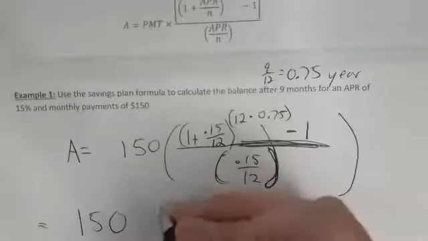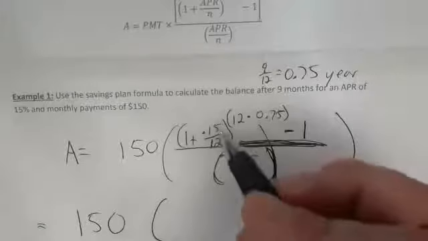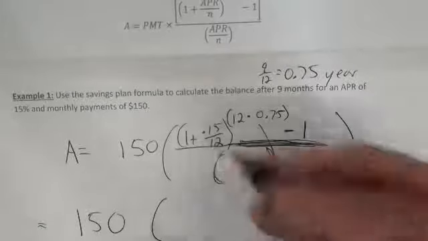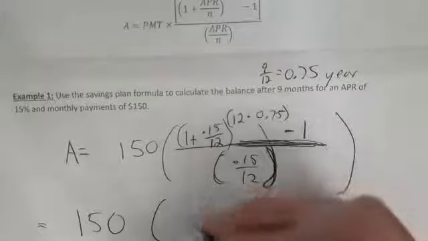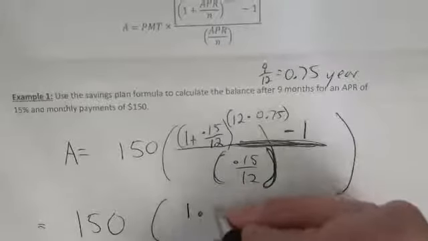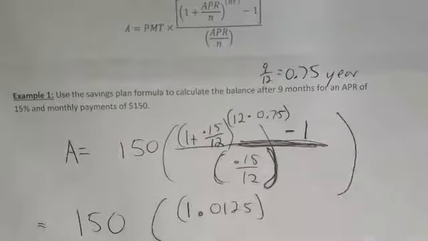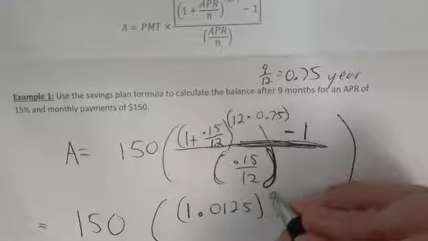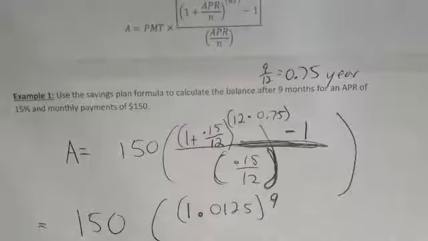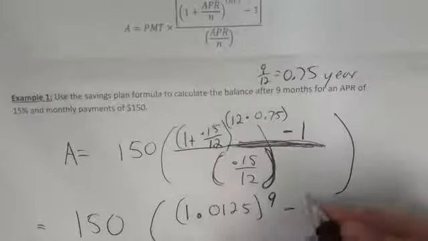You have to do your order of operations correctly. First thing, I can divide this and add this. This is all in a set of parentheses, so I'm going to do that in one sort of swoop. 1.0125. And I'm raising this to the 12 times 0.75, or 3/4. There are going to be a total of 9 compounding periods. You're doing this for a total of 9 months. And then I have to subtract 1 from whatever this is. And I have to divide this by 0.0125, that fraction down there.